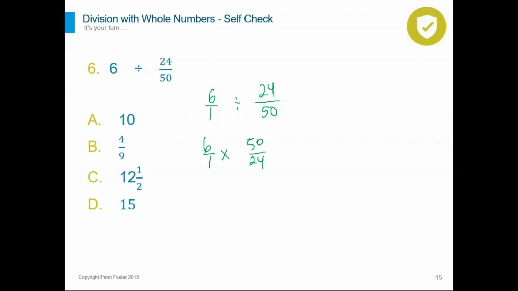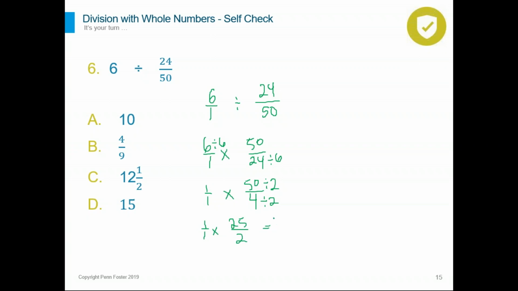Now check for any common factors. We have 6 and 24. Yes, divide over 6 and divide over 6. 1 over 1 times you have 50 over 4. Two even numbers. Yes, there are more factors to eliminate. This time it's a 2, divide over 2 and divide over 2. So you have 1 over 1 times 25 over 2.